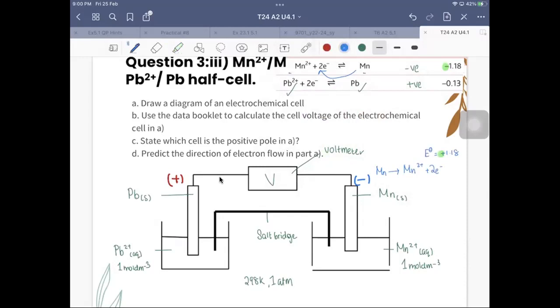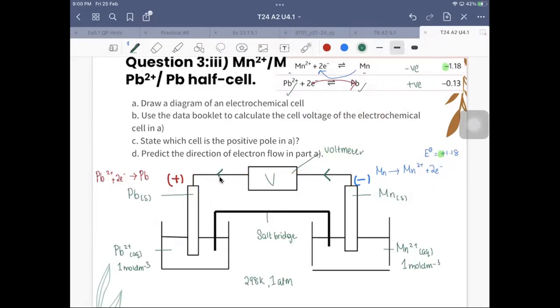And then at the positive terminal, it will be the forward reaction. I'll use red. The forward reaction where Pb2+ will gain electrons to form Pb solid. And as you can see, electrons are being produced on the negative terminal, electrons being used up in the positive terminal. That means the negative terminal must supply the electrons. Electrons flow from the negative terminal to the positive terminal.